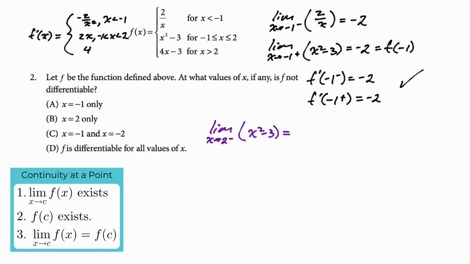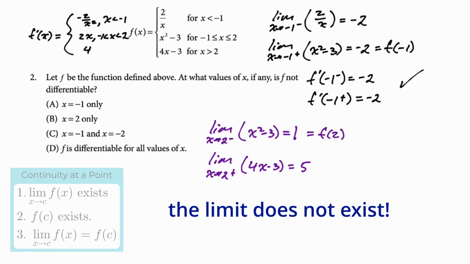If you plug 2 in there, you get 4 minus 3, which is 1. And because of the way that the function is defined, this is f of 2. So we know the limit from the left, and we know the value of the function. We need to check the limit from the right. So the limit from the right, you're going to use 4x minus 3. If you plug 2 in there, you get 8 minus 3. You get 5. That is not continuous.